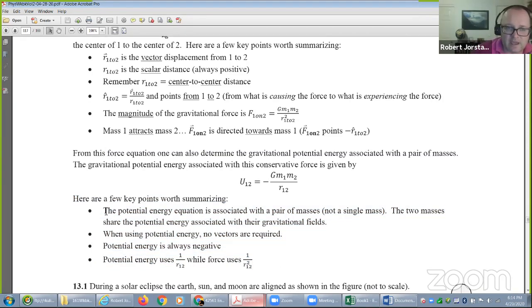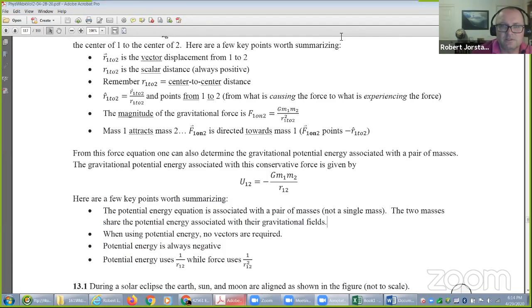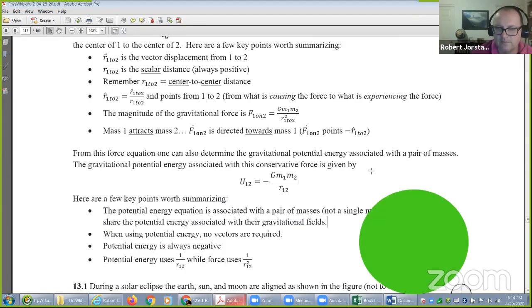This is something that may come in handy in chapter 11 when you're reading it. The potential energy equation is technically associated with a pair of masses. So two masses share potential energy inside their gravitational fields. Why does this show up in chapter 11? I just want to point this out. Let's say you had the Earth here. All right, there's the Earth, and you put a block here.